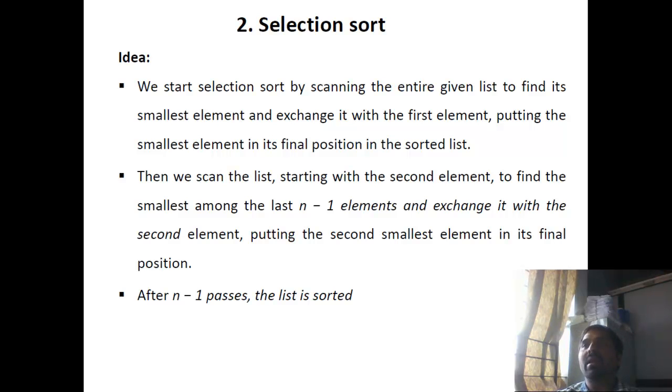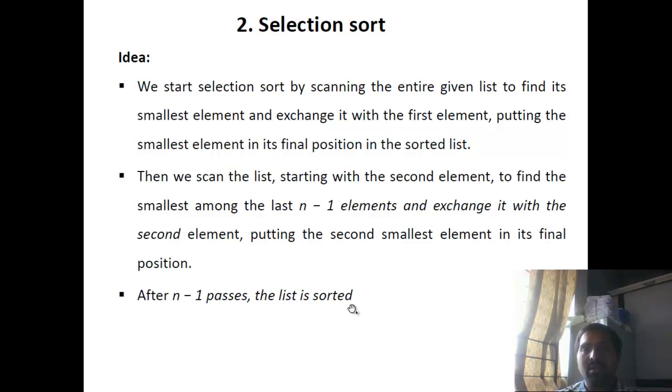For example, if we have 10 elements, out of the 10 elements we identify the minimum element, and that element we place in the first position because it is the smallest element of the list. With the same process we repeat to get the entire sorted list. Then we scan the list starting with the second element to find the smallest among the last n minus 1 elements and exchange it with the second element, putting the second smallest element in its final position. So after n minus 1 passes, the list is sorted.